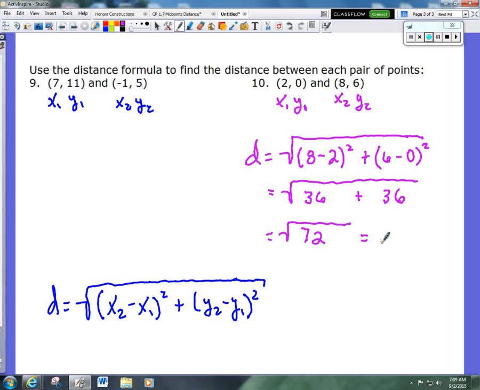Then you take the square root of 72, which I don't know off the top of my head, so I'm going to get out my calculator. I'm going to hit second, x squared, and 72, and it gives me 8.5. Actually, it's technically 8.48, but we'll round to the tenth, so I have 8.5.